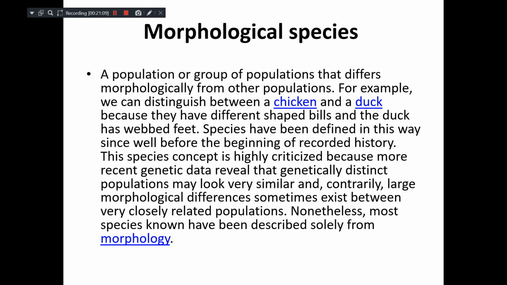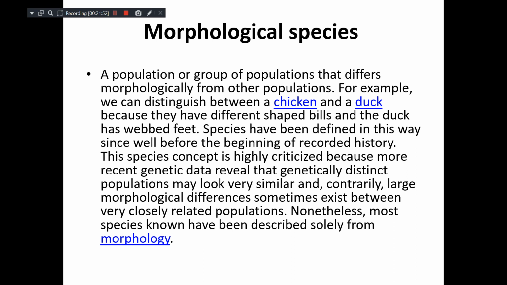Now, as far as the species definition is concerned, different schools of biologists define the species in their own way. We will try to understand some of those definitions given by definite or unique schools of biology. One is the morphological species: a population or a group of populations that morphologically differs from other populations. We call it a morphological species.